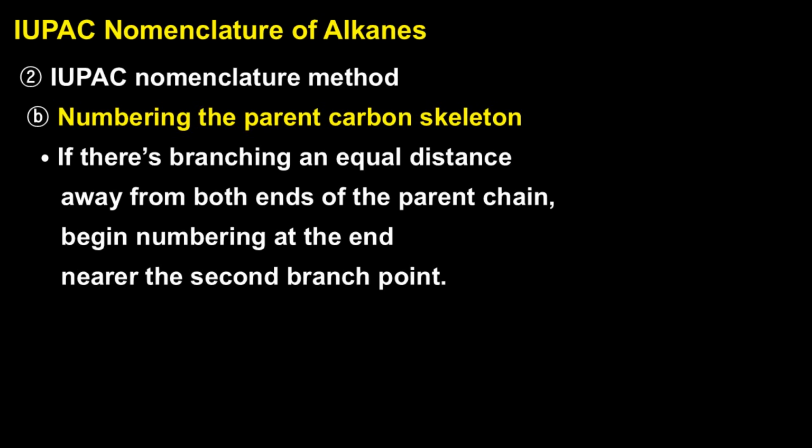Sometimes, branches are positioned the same distance from both ends of the parent chain. When that happens, we need a tiebreaker. If there's a tie, we look at the second branch point, and that's what helps us decide where to start numbering. The correct numbering comes from the end that reaches that second branch first. That way, we still assign the lowest possible numbers to the substituents, just like the IUPAC rules want us to.